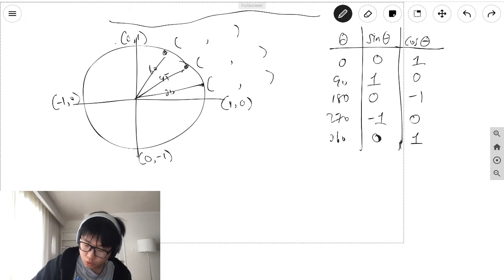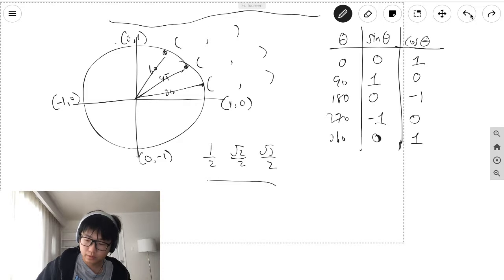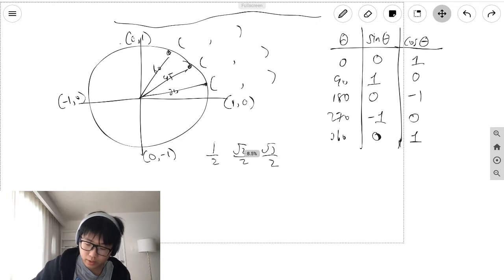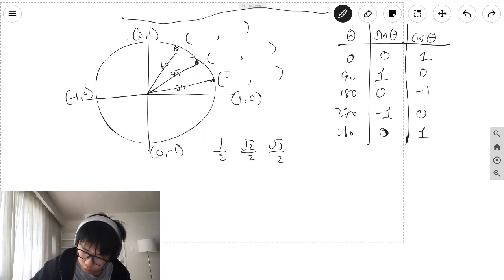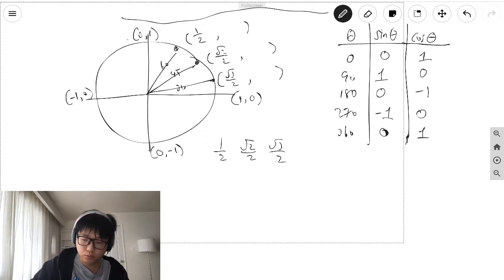But here, cosine is going from 1 to 0. I'm going to tell you right now, there's only three kinds of values for cosine and sine for these exact solutions: 1/2, root 2 over 2, and root 3 over 2, in increasing order like that. One of them is going to go in decreasing order, because 1 to 0 is decreasing. So we go root 3 over 2, root 2 over 2, and then 1/2. And for the other one, it goes from 0 to 1, so 1/2, root 2 over 2, root 3 over 2.